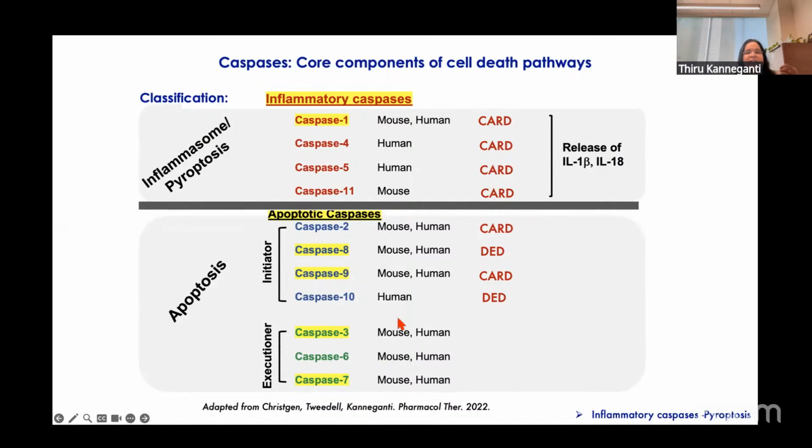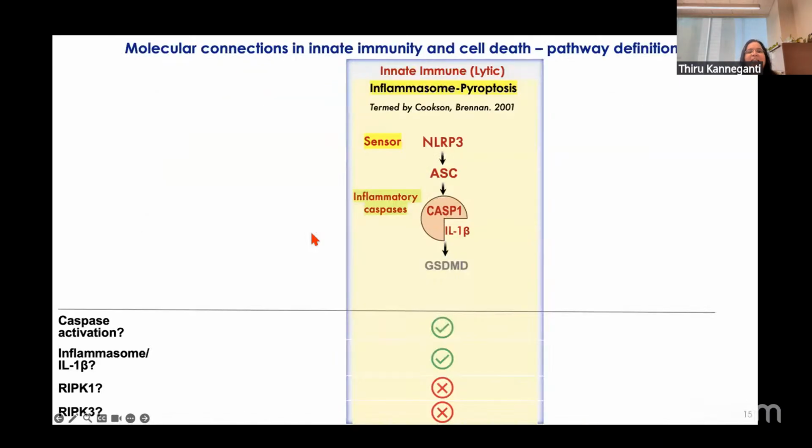And if you ask any cell death expert in the field, this is what they say: we have apoptotic caspases, inflammatory caspases, right? But then what is our data telling us? That there is no clear distinction at all, and we have to be open-minded in understanding and appreciating.